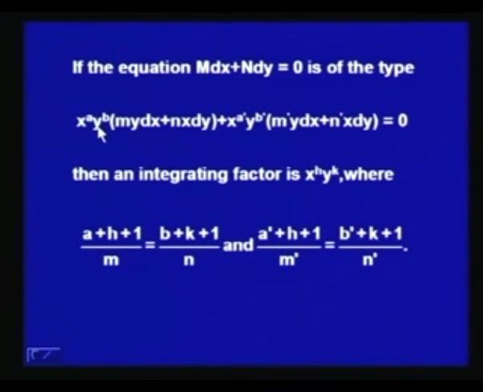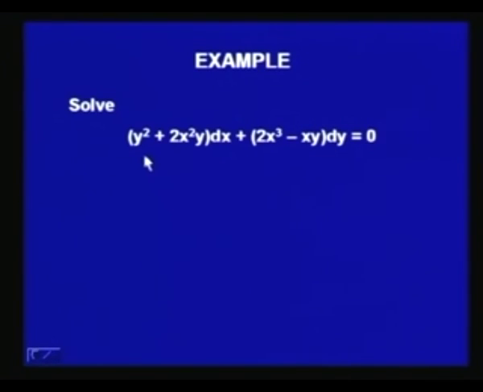Now we consider the equation m dx plus n dy equal to 0, which is of the type x to the power a into y to the power b into (m dx plus n x dy) plus x to the power a dash into y to the power b dash into (m dash dx plus n dash x dy) equal to 0. An integrating factor for such a differential equation is x to the power h into y to the power k, where (a plus h plus 1) over m is equal to (b plus k plus 1) over n, and (a dash plus h plus 1) over m dash is equal to (b dash plus k plus 1) over n dash.